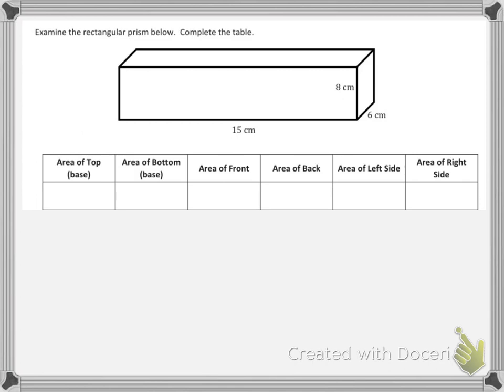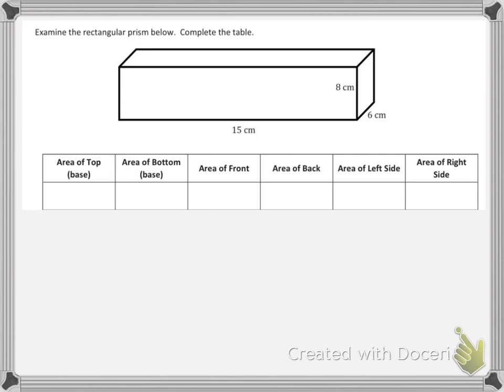Okay, our job is to find the surface area. And in order to do this, there are equations that you can use, but I think it's easier to think of area of the top, area of the bottom, area of the front, area of the back, area of the left side, area of the right side, and then add those all together. So we're going to do that in this video. So let's do the area of the top first.